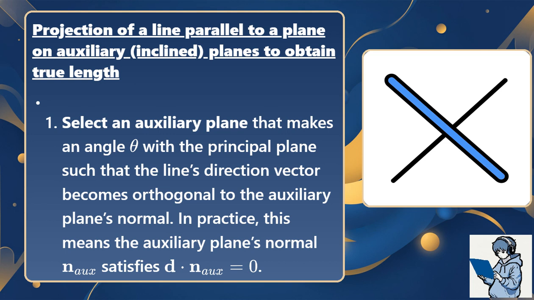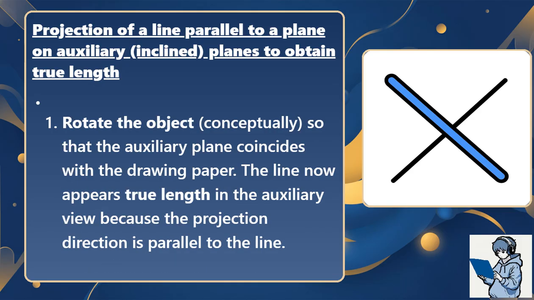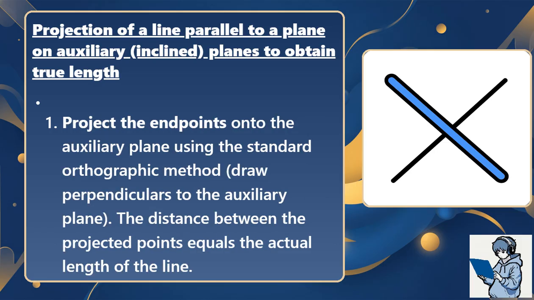In practice, this means the auxiliary plane's normal n_aux satisfies D · n_aux = 0. Rotate the object conceptually so that the auxiliary plane coincides with the drawing paper. The line now appears true length in the auxiliary view because the projection direction is parallel to the line. Project the endpoints onto the auxiliary plane using the standard orthographic method.